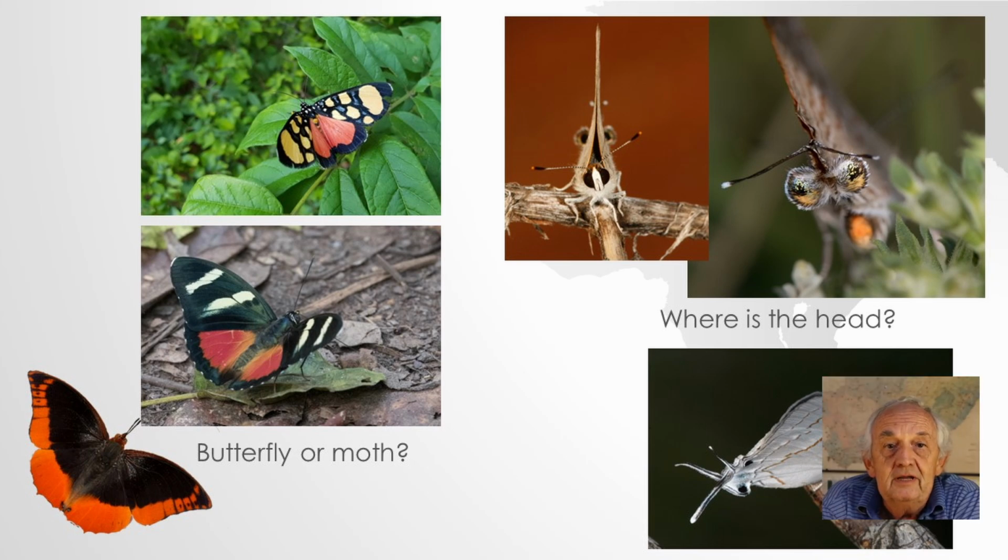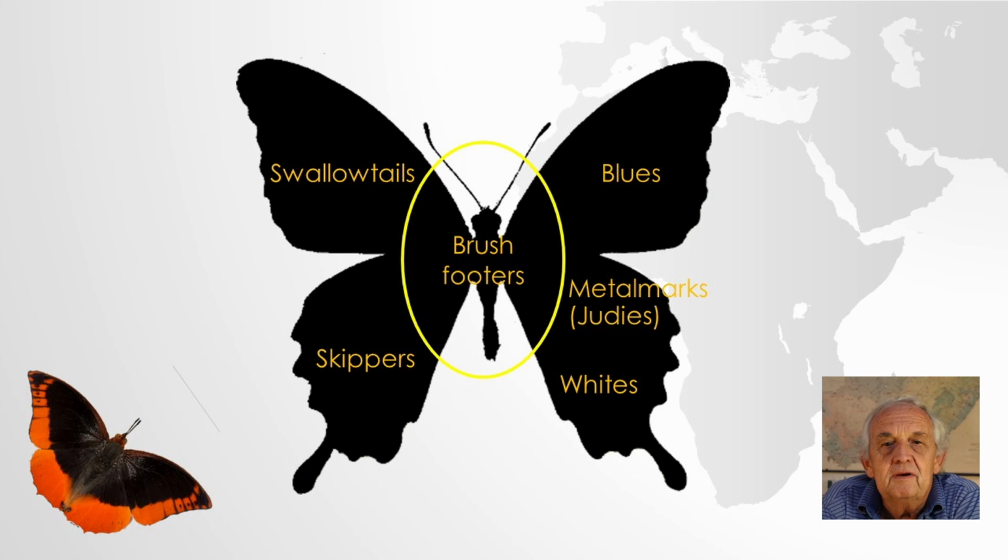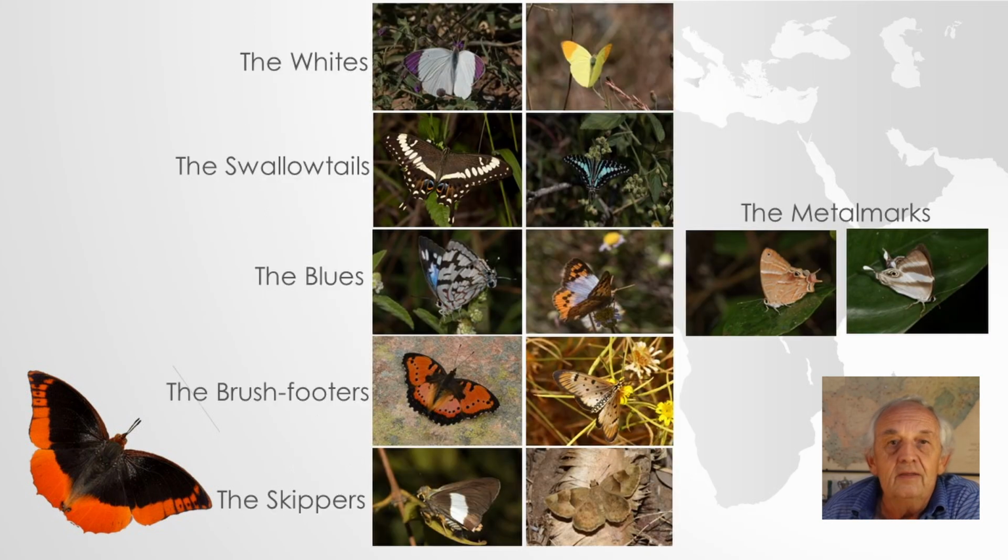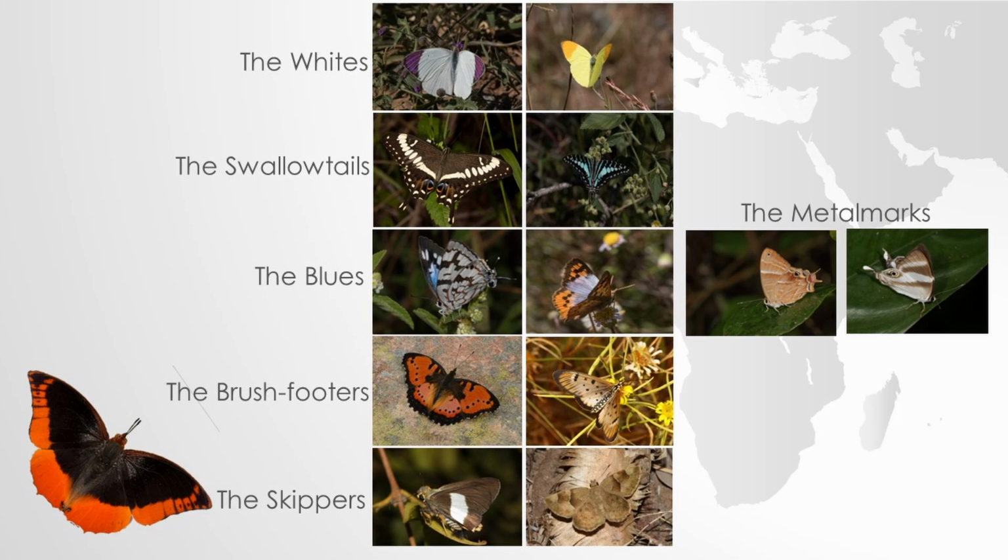Before we proceed, I will throw in a little tidbit about butterfly groups or families. It is not the intention of this video to go into detail regarding this. But the grouping is not random. If we can place a butterfly in a group, the search in the book is that much faster. There are 6 groups, namely the swallowtails, the whites, the brush-footed butterflies, the blues, the skippers, and the metal marks. This is in Africa, of course.